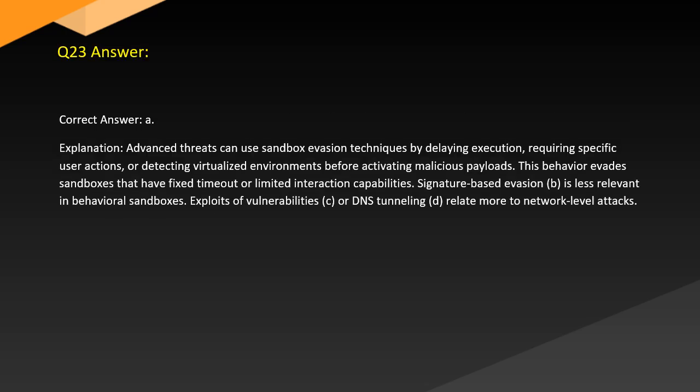Answer. Correct answer: A. Explanation: Advanced threats can use sandbox evasion techniques by delaying execution, requiring specific user actions, or detecting virtualized environments before activating malicious payloads. This behavior evades sandboxes that have fixed timeout or limited interaction capabilities. Signature-based evasion, B, is less relevant in behavioral sandboxes. Exploits of vulnerabilities, C, or DNS tunneling, D, relate more to network-level attacks.